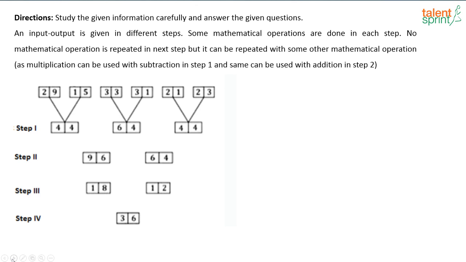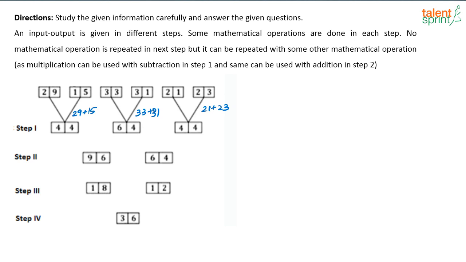So what is the logic that has been followed here in the first step? See, you have 29 and 15. I am adding these two. 29 plus 15 is 44. These two numbers are added to get the resulting number here. 33 plus 31 is 64. 21 plus 23 is 44. First step is very easy.